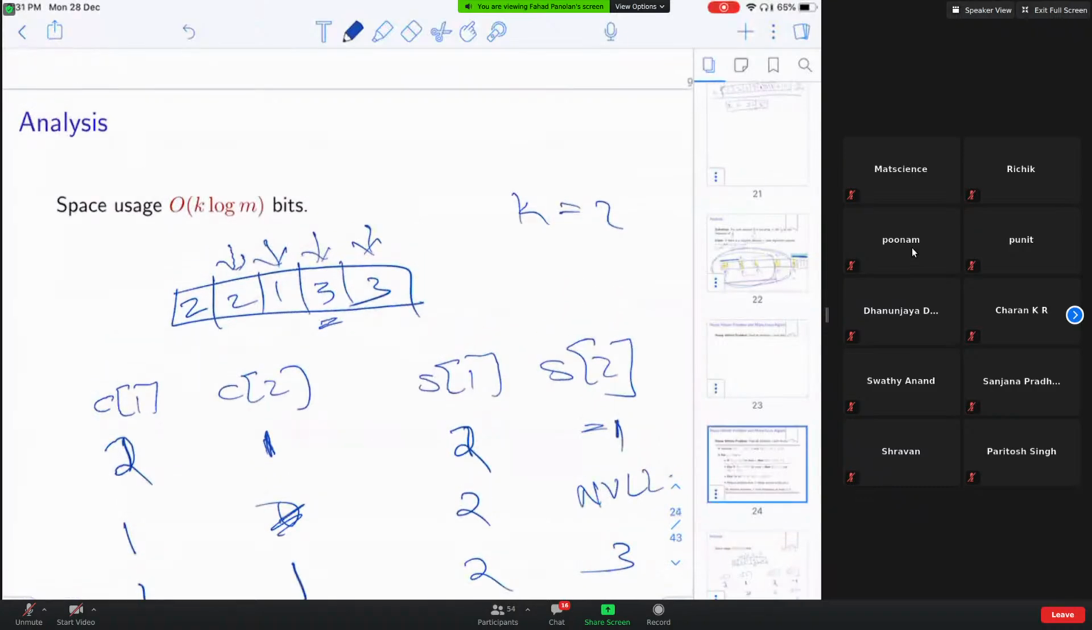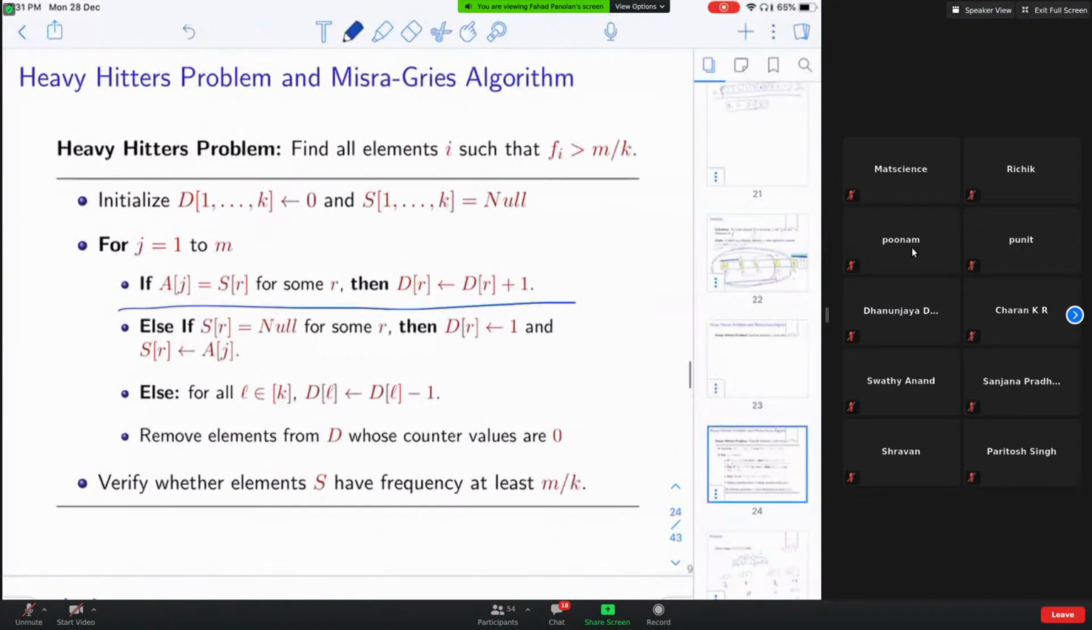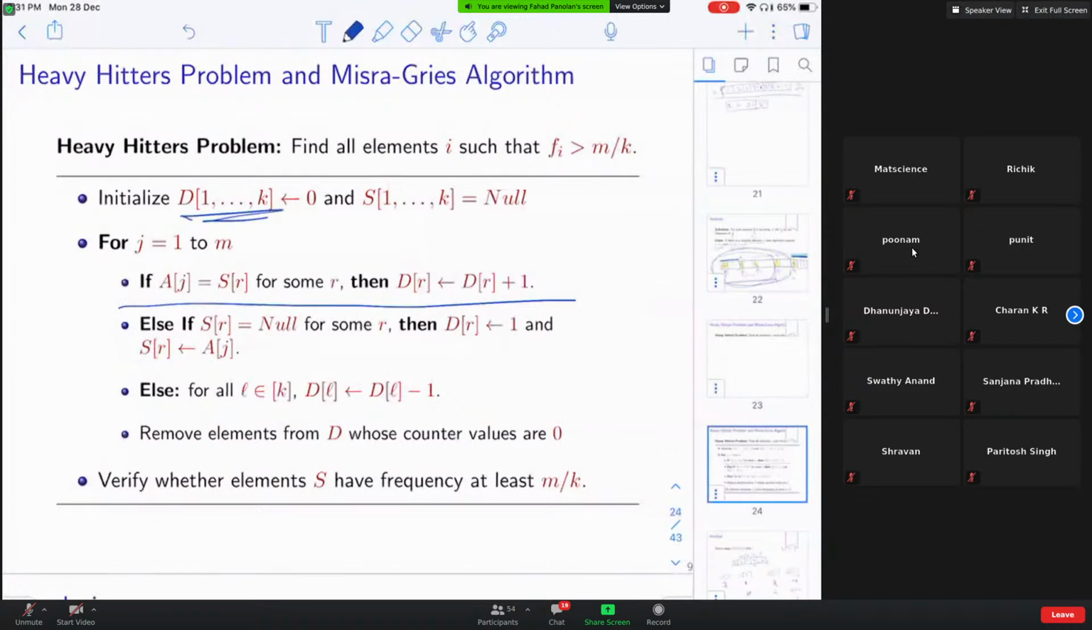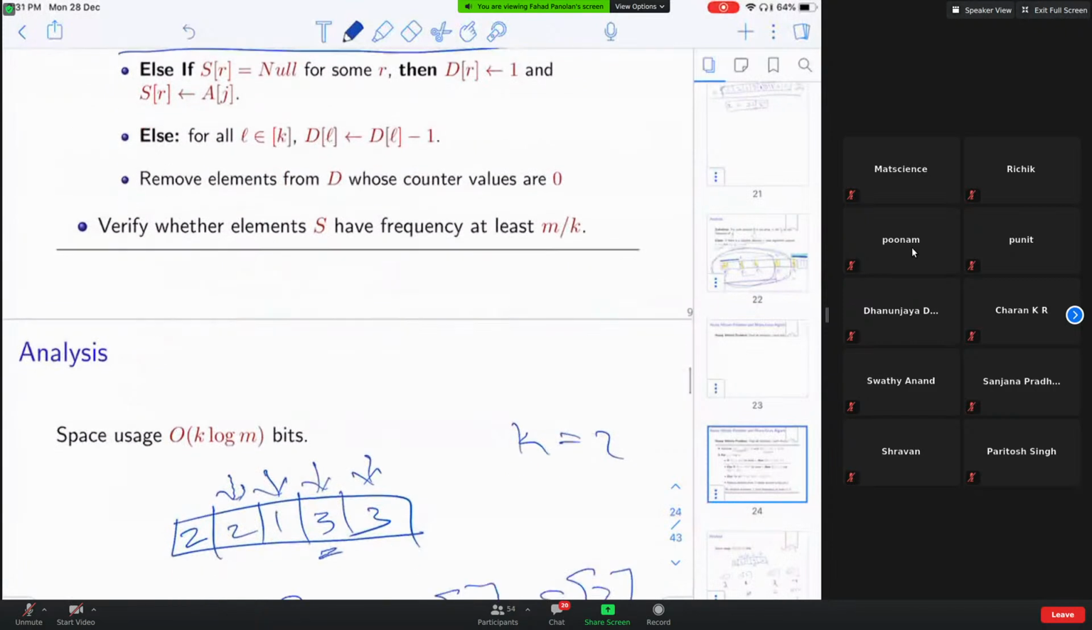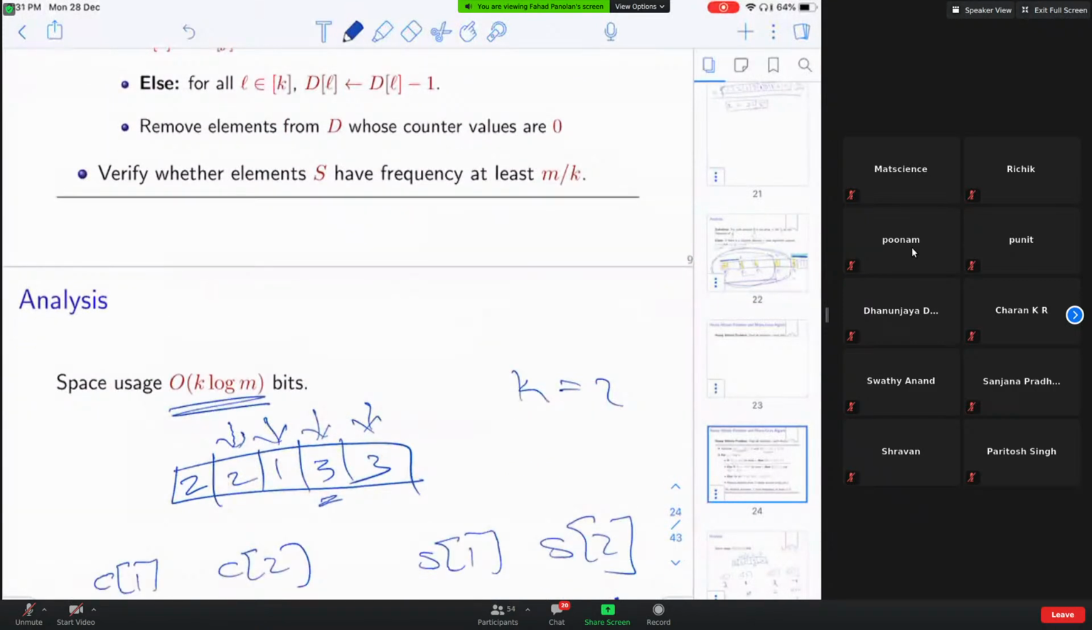Now, how much additional space does it use? Here there is a k-sized array, and here there is a k-sized array, so 2k in total, and each of them will be storing some numbers. We assume that every element is between 1 and m, and the counters will go at most m. So it will be using order k log m bits.